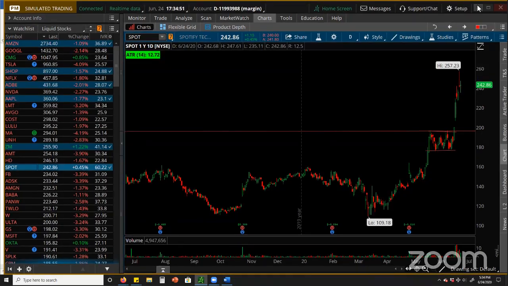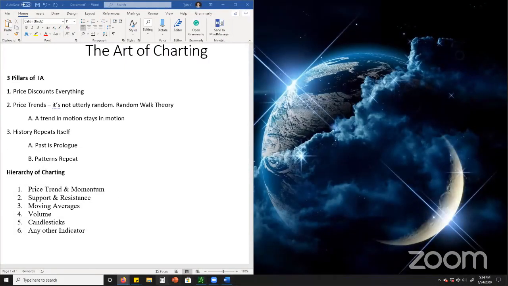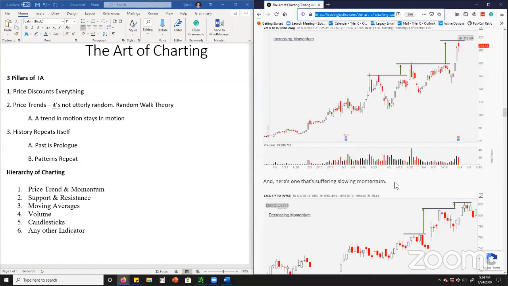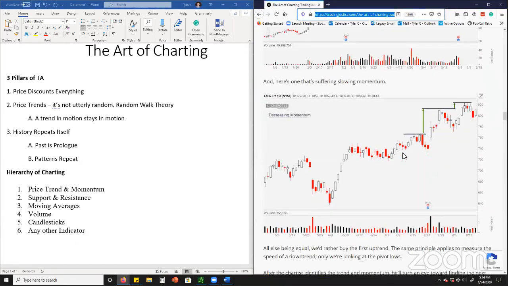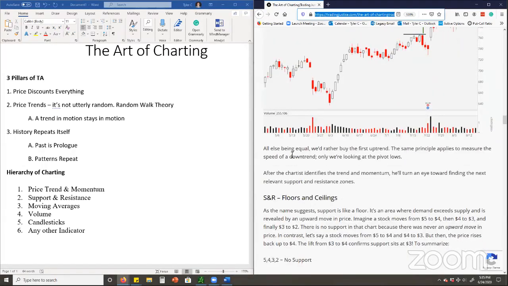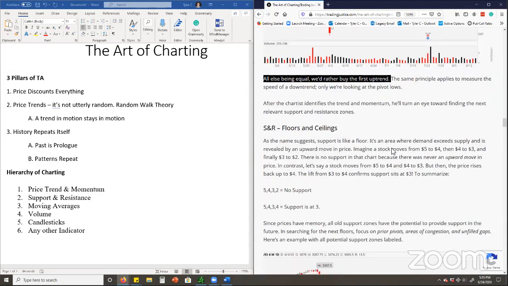All right, so that's the first piece, trend and momentum. I've got to look at that first, guys. That is the very first thing I would identify before I look at anything else. All else equal, we'd rather buy the increasing momentum uptrend. And you can flip that upside down when you're looking to go short.